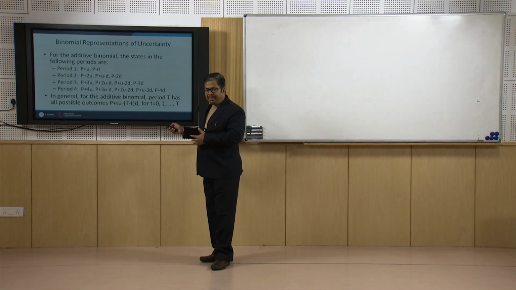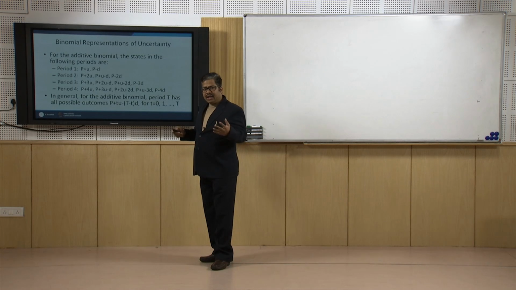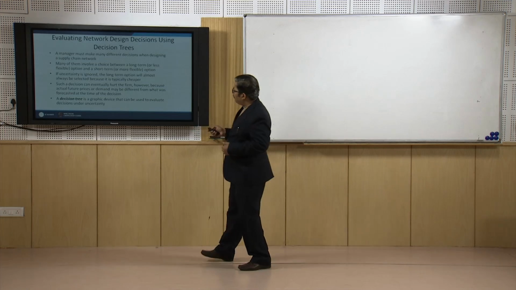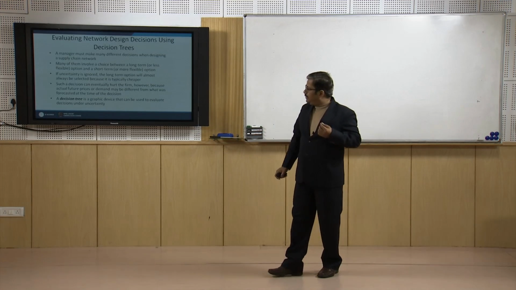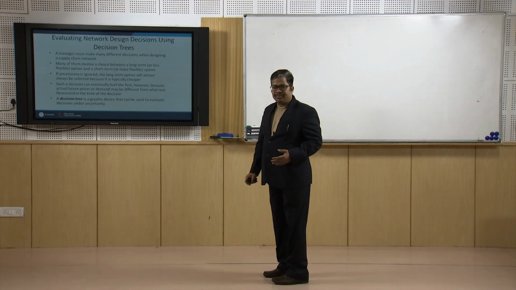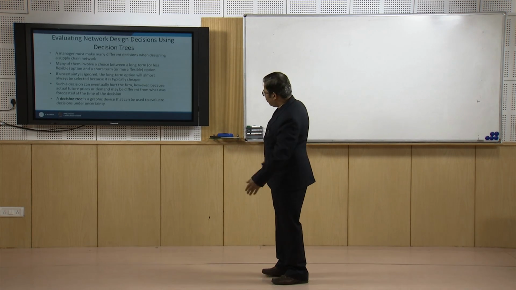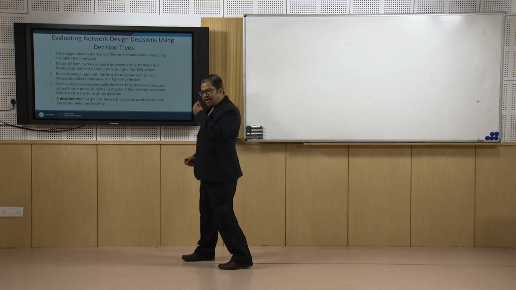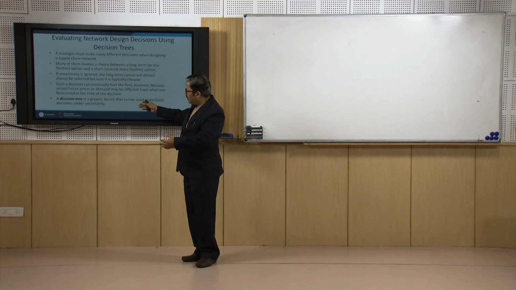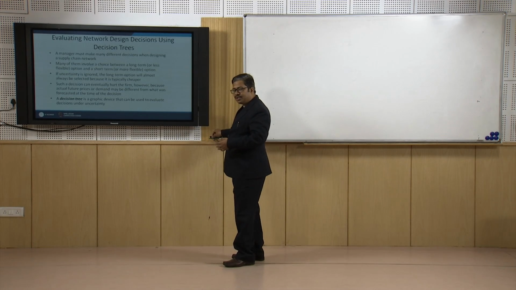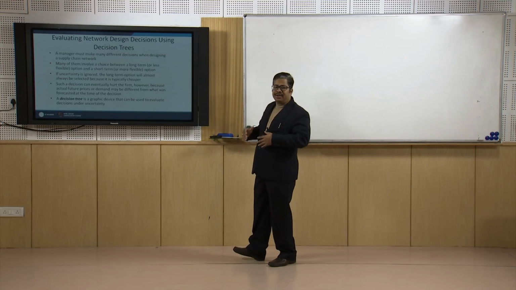Today's session we are going to have a numerical example to discuss these representations of uncertainties in our decision making. For that purpose we will take the help of a decision tree. The binomial decision tree we discussed in our last session. In today's session we will see how we can represent a decision tree for the purpose of uncertainty, with the help of probabilities associated with each node of the decision tree.